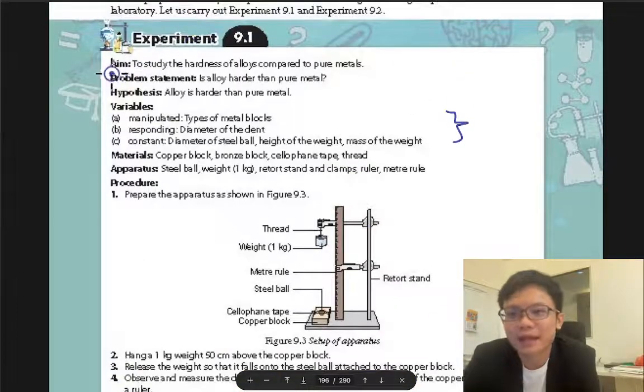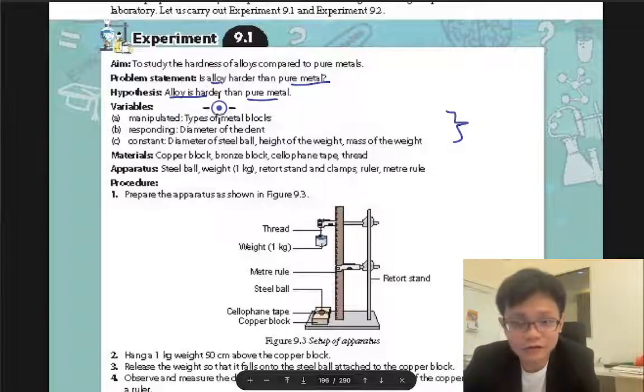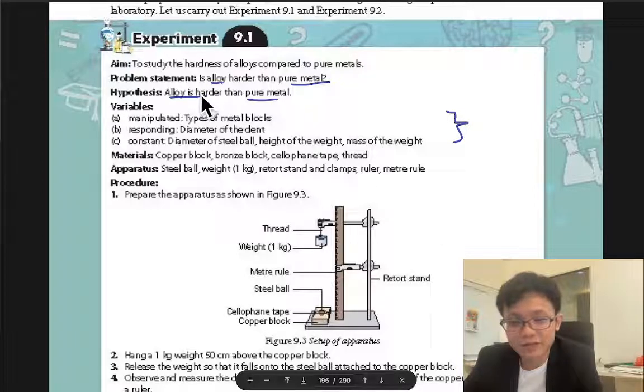Okay, aim. Now we want to test whether alloy is harder than pure metal. So this is the hypothesis: alloy is stronger than a pure metal. Problem statement: is alloy harder than the pure metal? So I put the hypothesis, alloy is harder than pure metal. Hypothesis means you haven't tested it, so you are not sure whether it is true or not true.